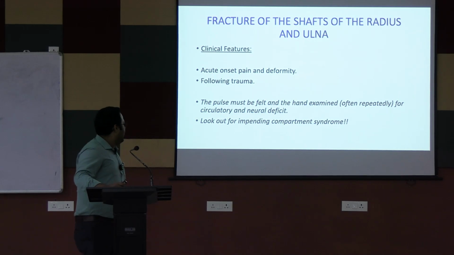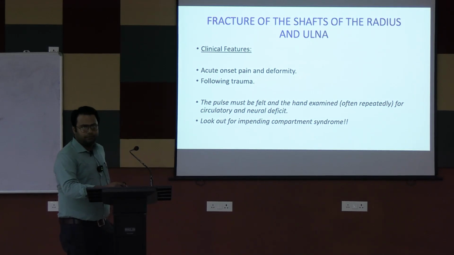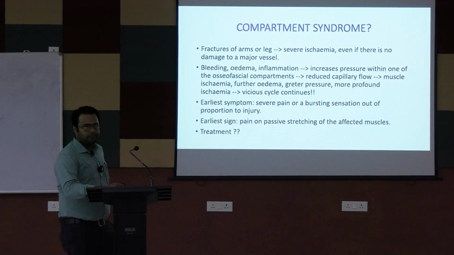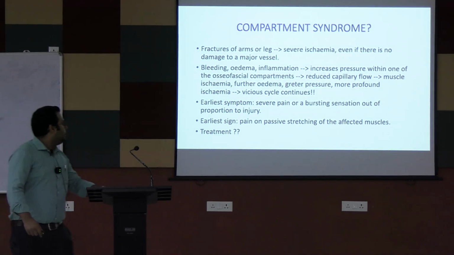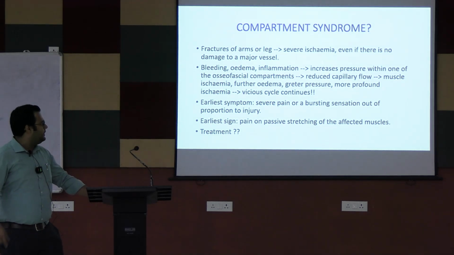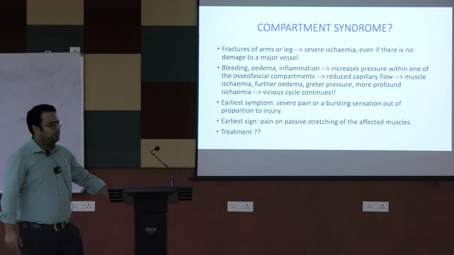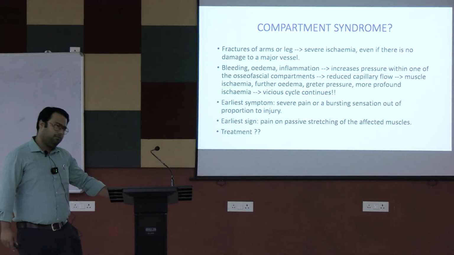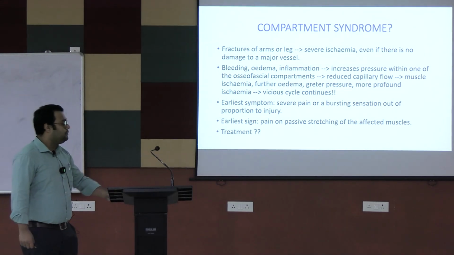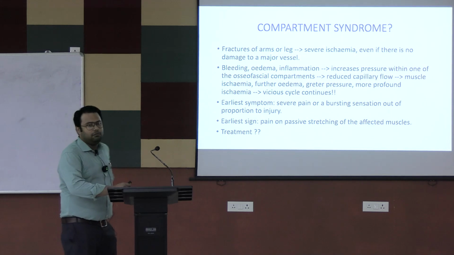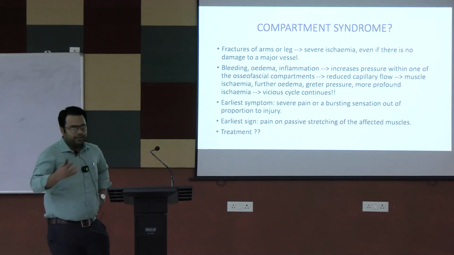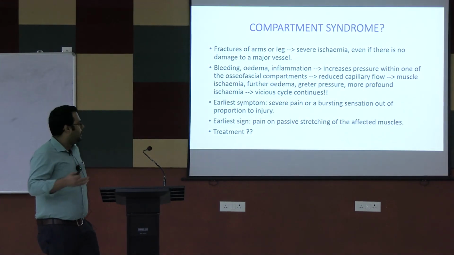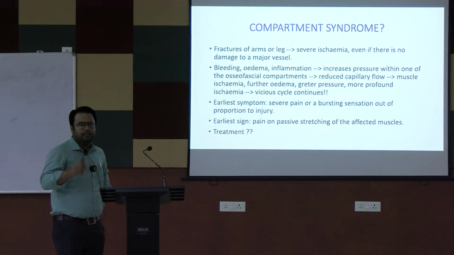Okay. And lastly, we should look out for impending compartment syndrome. Now, what is compartment syndrome? Okay, in case of fractures of arm or leg, even if there is no major vessel injury, there might be a severe ischemia. The cause of this is the bleeding, edema, inflammation that results due to the fracture itself. It increases the pressure within one of the osteofascial compartments. Okay, and this causes reduced capillary flow, resulting in muscle ischemia, causing further edema and causing greater pressure and more profound ischemia. Thus, a vicious cycle continues.